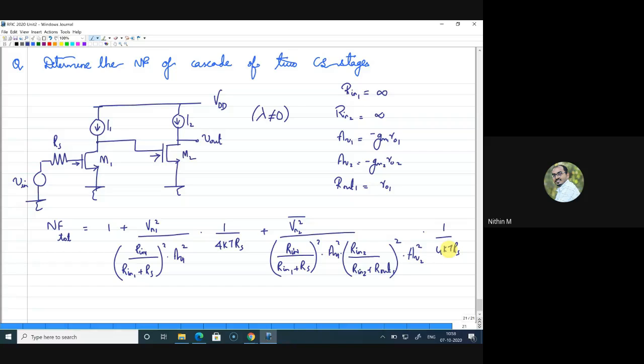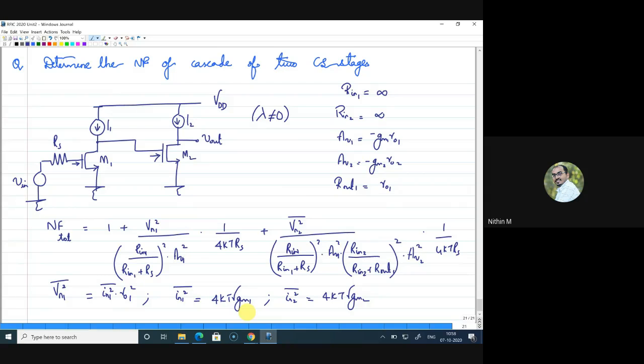So in this you can just plug in the equations here. What is Vn1 square? Let me write Vn1 square separately. For a MOSFET, generally we write In1 square. In saturation, we assume this is in saturation, this can be written as 4KT gamma into Gm1. Similarly, In2 square can be written as 4KT gamma into Gm2. Now to write Vn1 square, I should multiply this with Ro1 square, so it can be written as In1 square into Ro1 square.